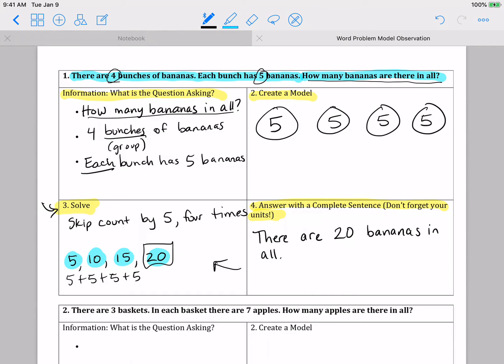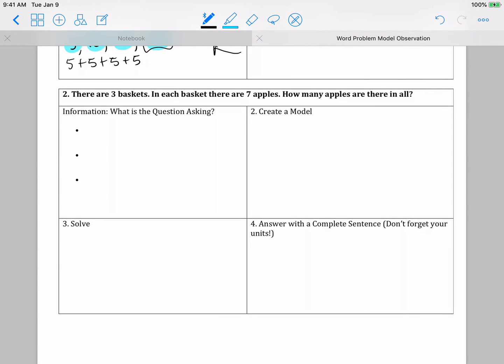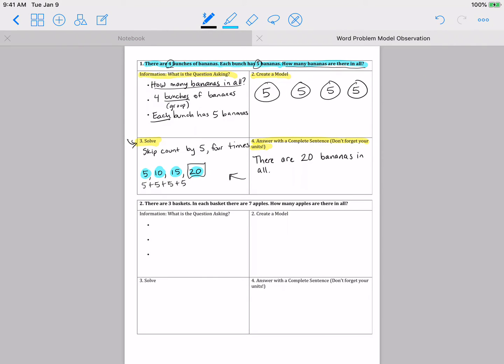So on your page, I want you to solve this problem. Everything that I've written, you need to write on your page. I'm going to read the next 2 for you, but I want you to try and practice them on your own before you get to my station. Number 2 says, there are 3 baskets. In each basket, there are 7 apples. How many apples are there in all? So what do we think? Is this a 1-step problem or a 2-step problem?